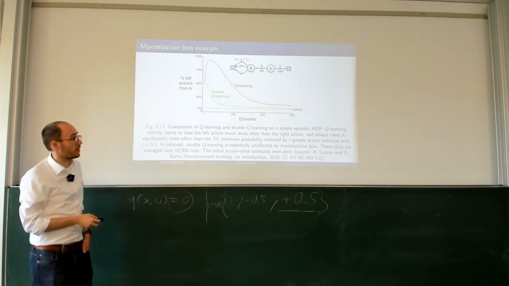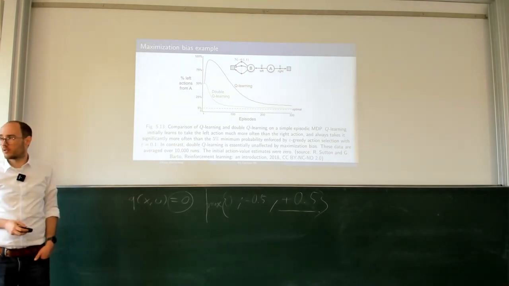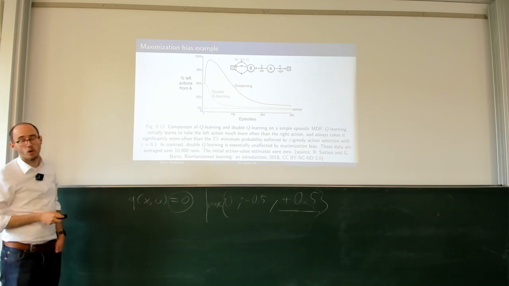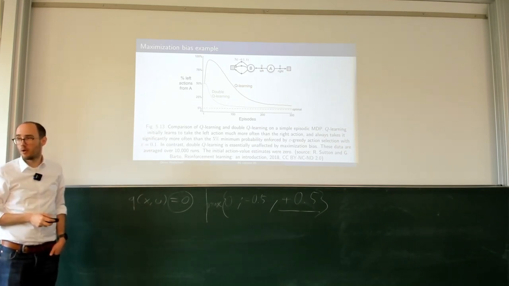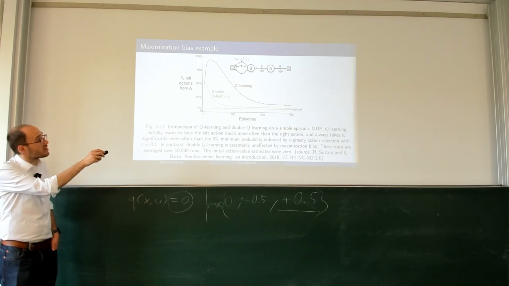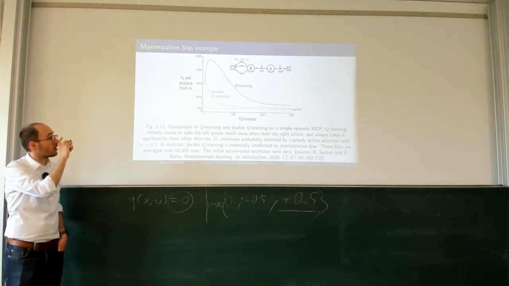So in expectation, going left would not be a good idea, right? Because in expectation, if you go left, your reward would be minus 0.1, which is, of course, worse than going right, where your reward is at least 0. So I hope that every one of you sees that the best possible action, if you are in A, would be to go right, in expectation.